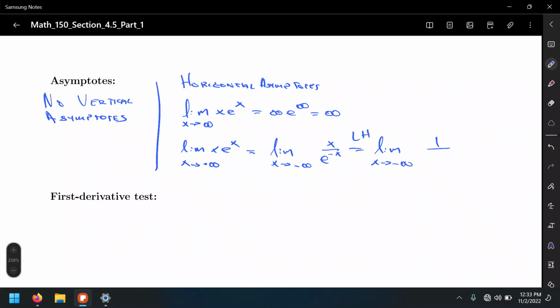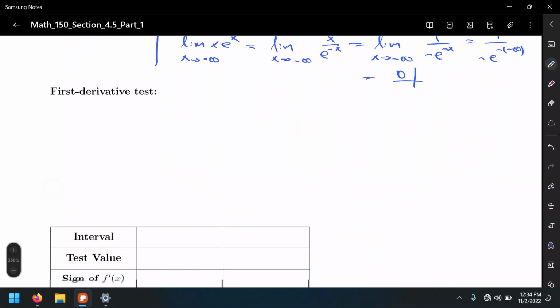The derivative of x is 1, the derivative of e to the negative x is negative e to the negative x. And in this case, this is 1 over negative e to the negative x as x approaches negative infinity. Well, negative of negative infinity is positive infinity. E to the positive infinity is infinity. And in this case, that's 0. All right? So 0 will be a horizontal asymptote. How is that going to work? Well, you'll see later when we start sketching the graph.